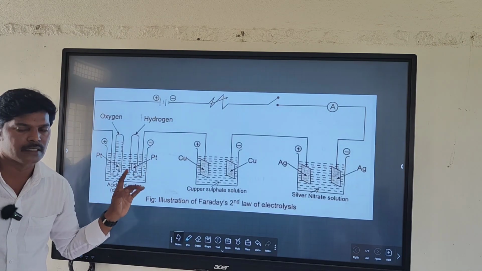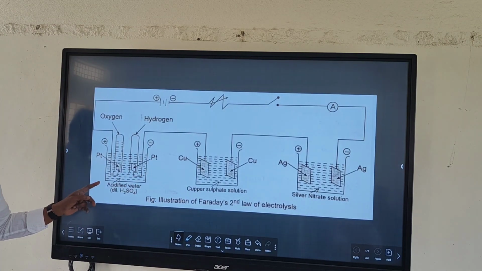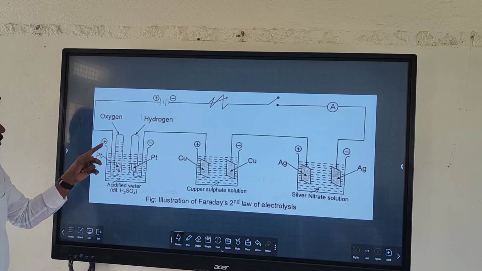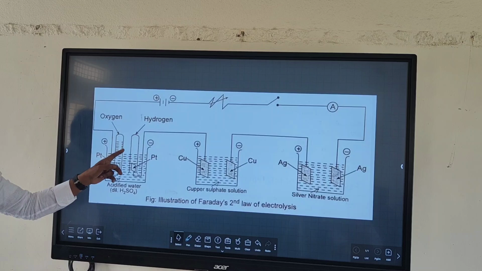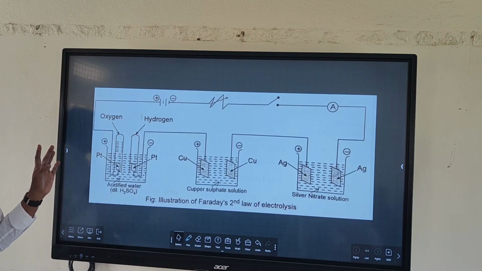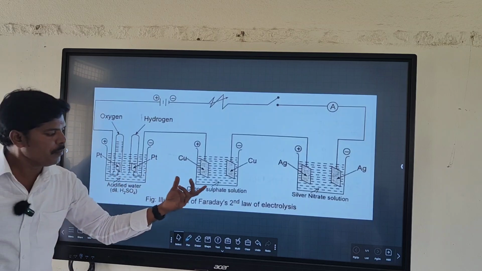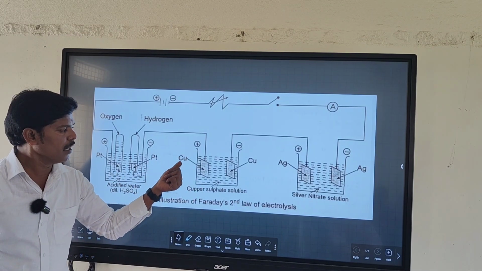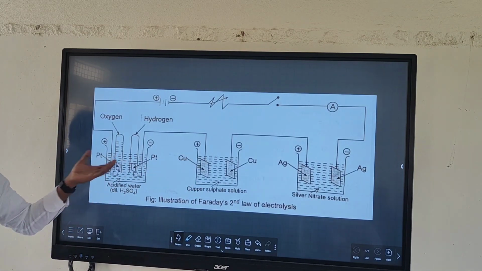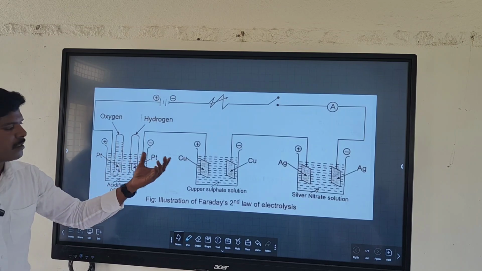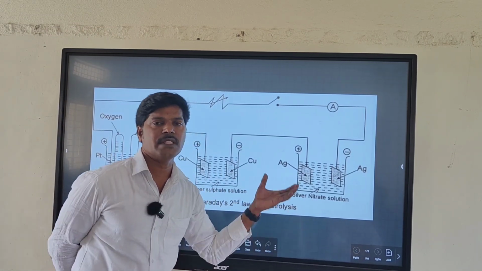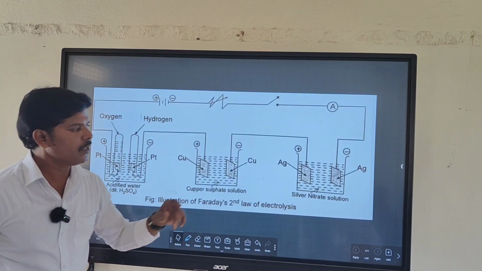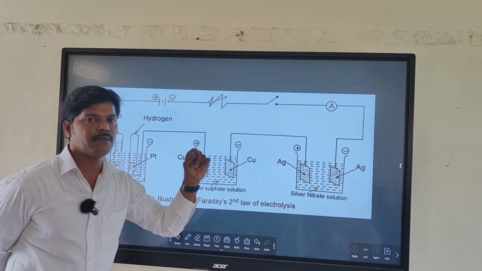What does Faraday's second law say? In the first cell, at the platinum electrodes, oxygen is released at the anode and hydrogen at the cathode. So take the mass of oxygen or hydrogen as M1. In the copper sulfate solution, at the cathode copper is added to that electrode. So the mass of the copper is M2. In the silver nitrate solution, silver is formed at the electrode. So the mass of silver is M3.